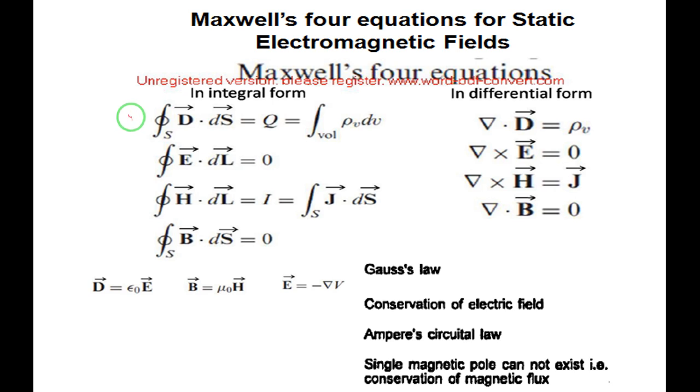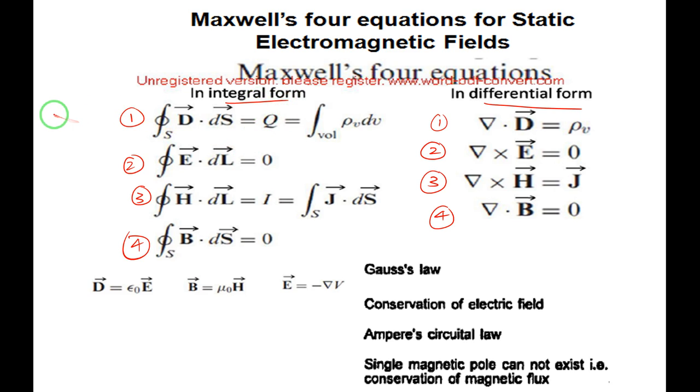I will write the numbers for the equations: 1, 2, 3, 4. These are the equations in integral form. These are the corresponding equations in point form, also called differential form. This is integral form.